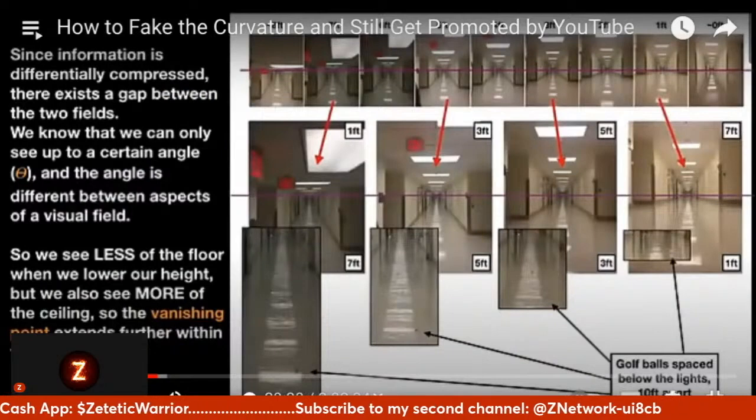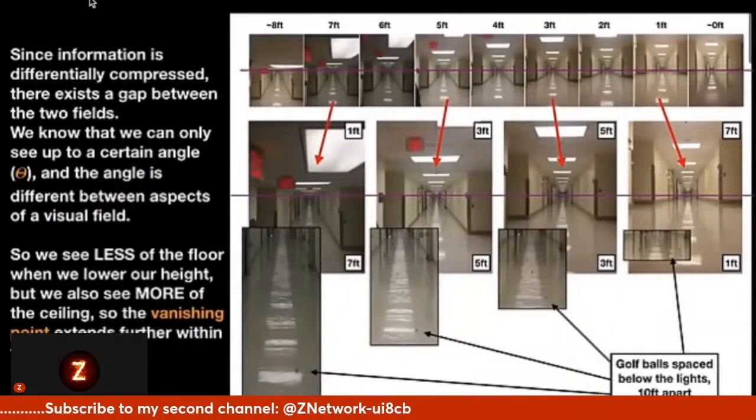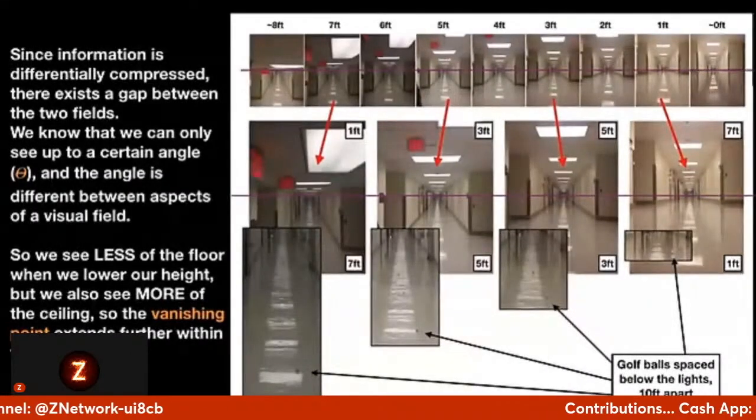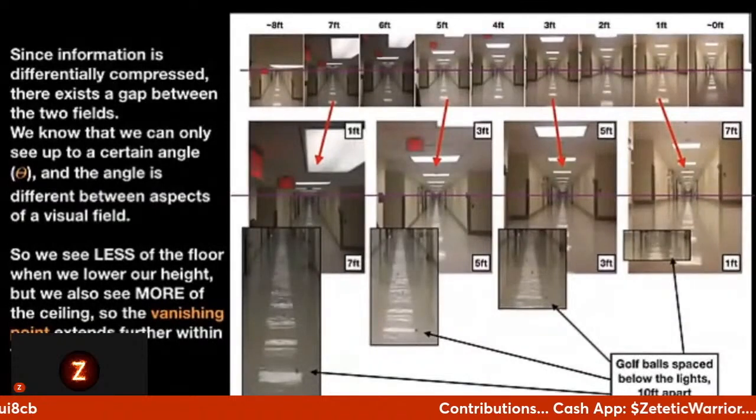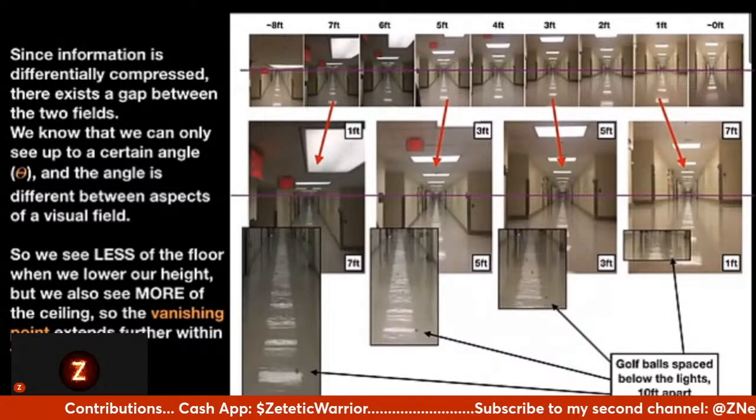Same thing here. Again, at different heights, you can see how I'm compressing different information. So when I'm 8 foot tall, the ceiling is getting compressed. And as I get down to 1 foot tall, or 0 feet, or essentially half a centimeter off, the floor is getting compressed. And this is just an aspect of how our vision works. It has nothing to do with curvature.